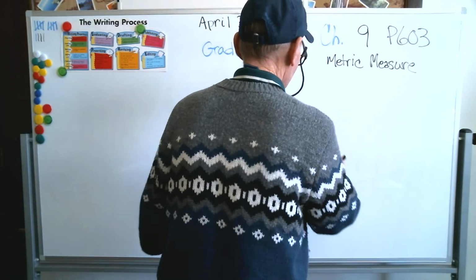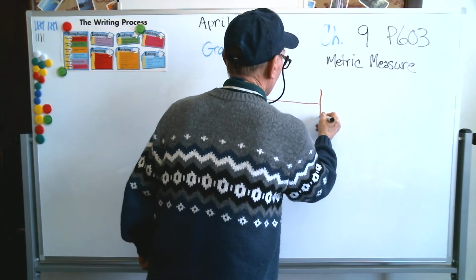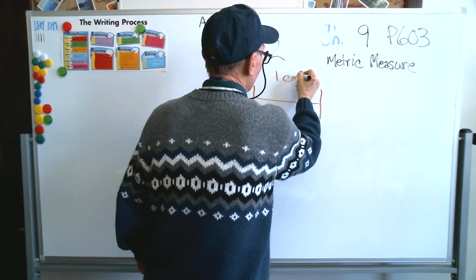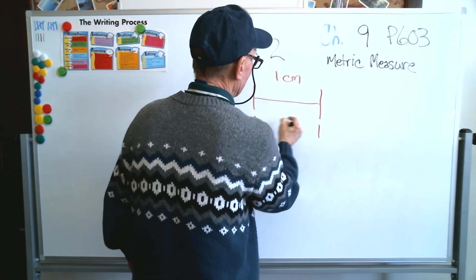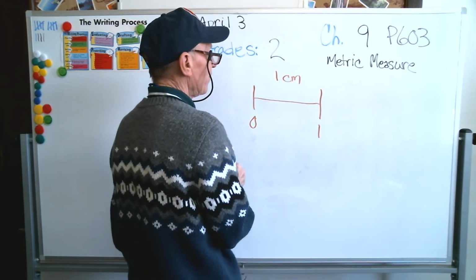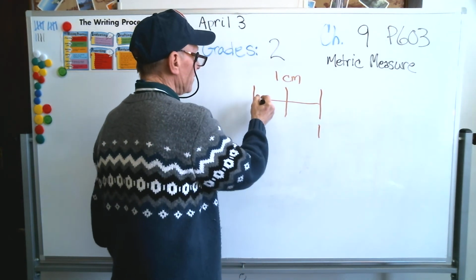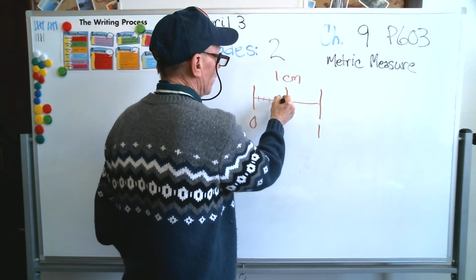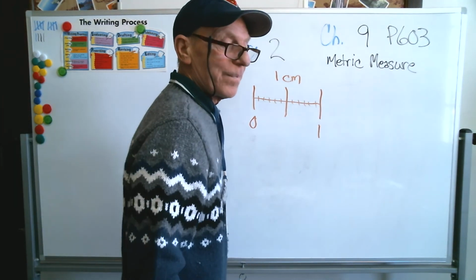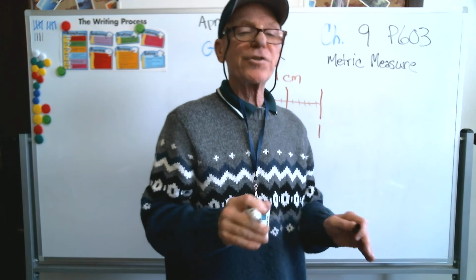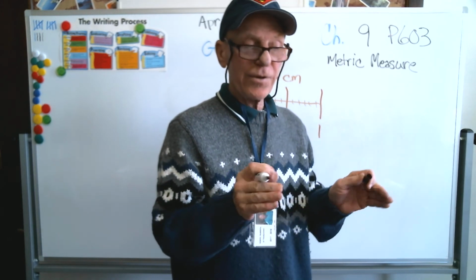So, on a metric ruler, this is 1 centimeter. So this would be 0, this would be 1. That's the distance, 1 centimeter. In the middle, you've got a line. And then you've got 1, 2, 3, 4, 5. 1, 2, 3, 4, 5. Why? Because there are 10 divisions inside each centimeter.